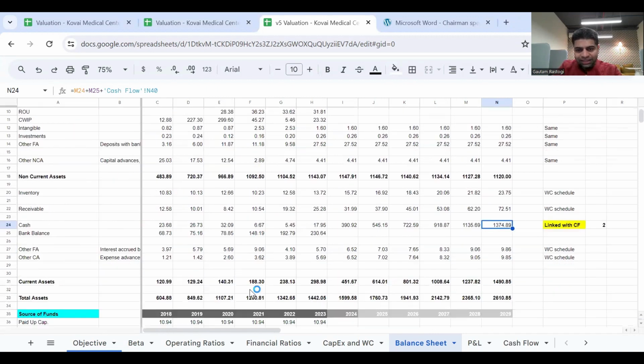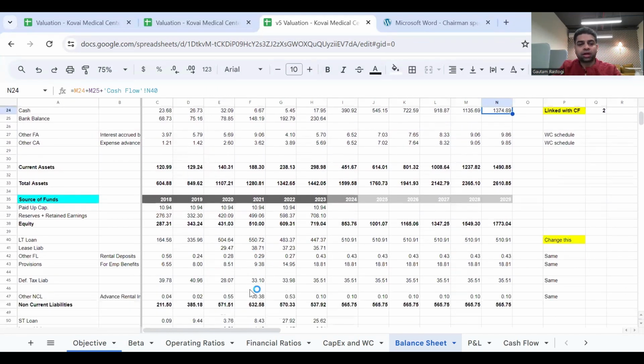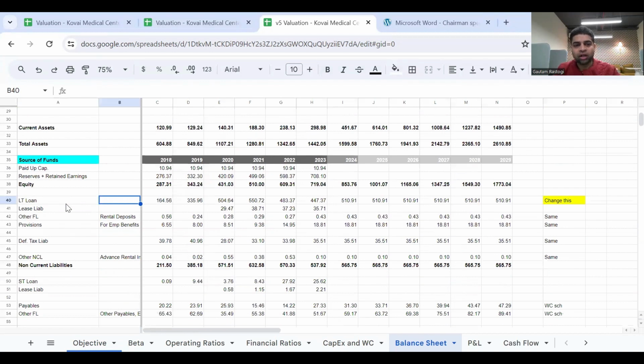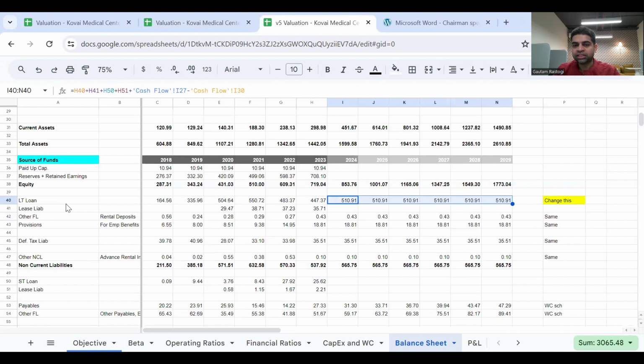Now let's take a look at the loans. We have assumed that the overall loans would stay at 500 something. But this very well may not be the case. In fact, in the next module, we'll play around with this debt and see what kind of impact it has on the valuation of this company. Ideally, they would pare down this debt with the cash that they have on their books. So this should go down.